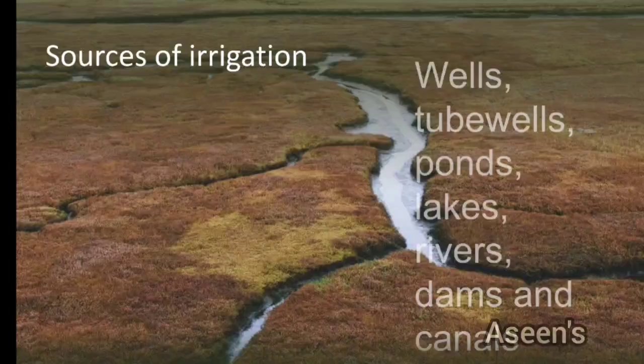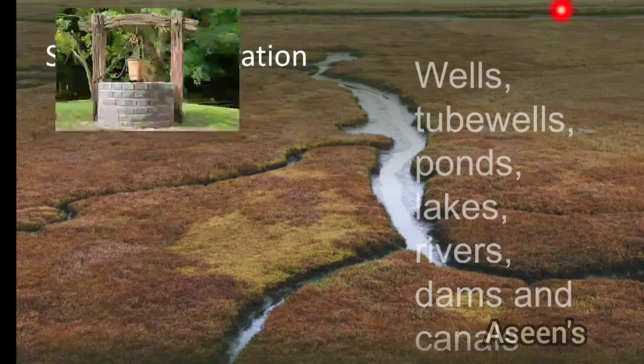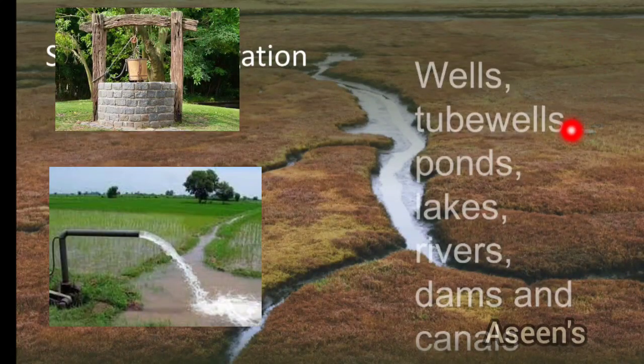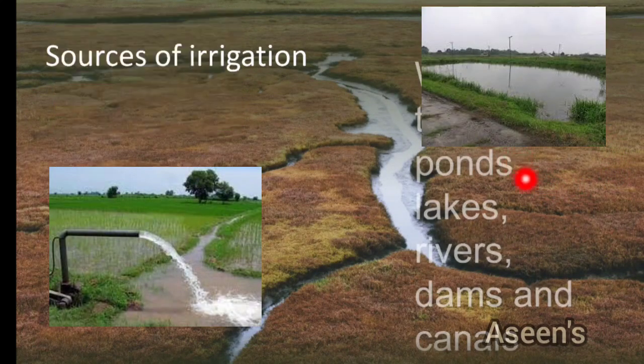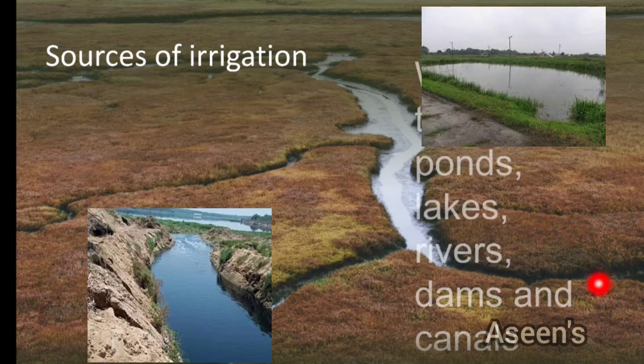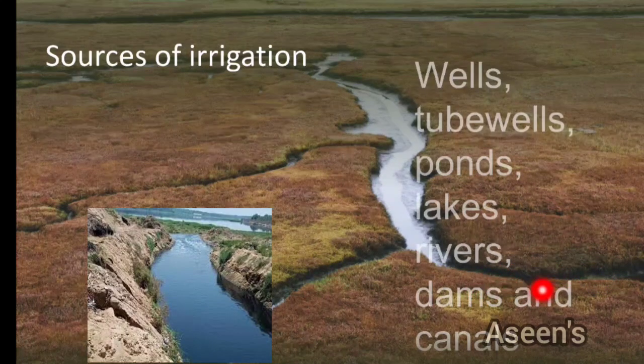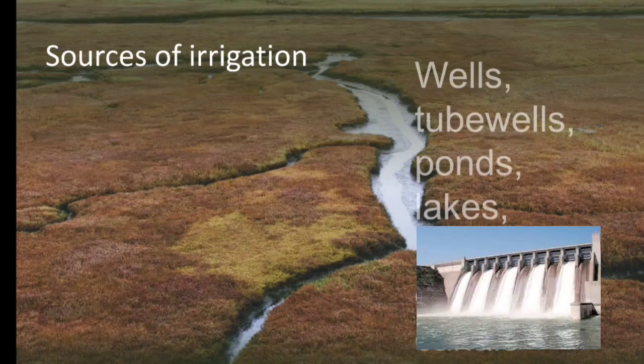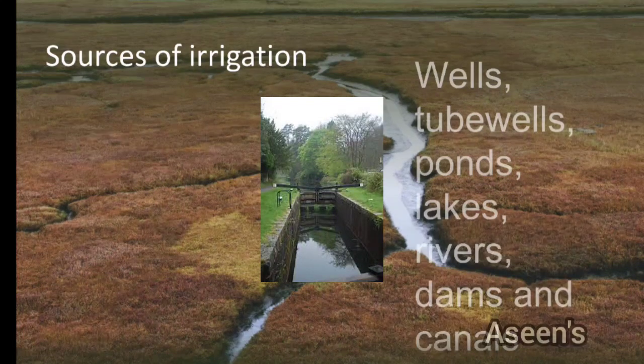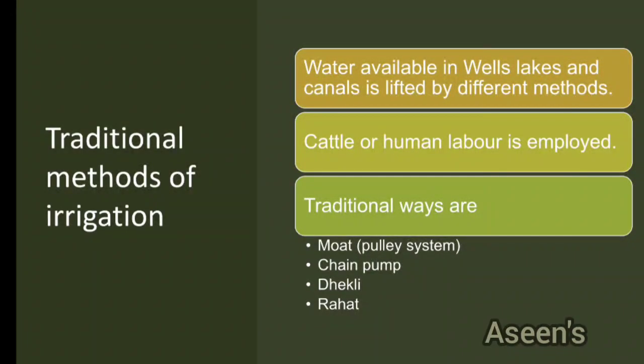Now, what are the sources of irrigation? From where do you collect the water for this irrigation? It could be wells, tube wells, ponds, lakes, rivers, dams and canals. Basically anything which has enough water available in it, you can use it for irrigation. So now, traditional methods of irrigation.